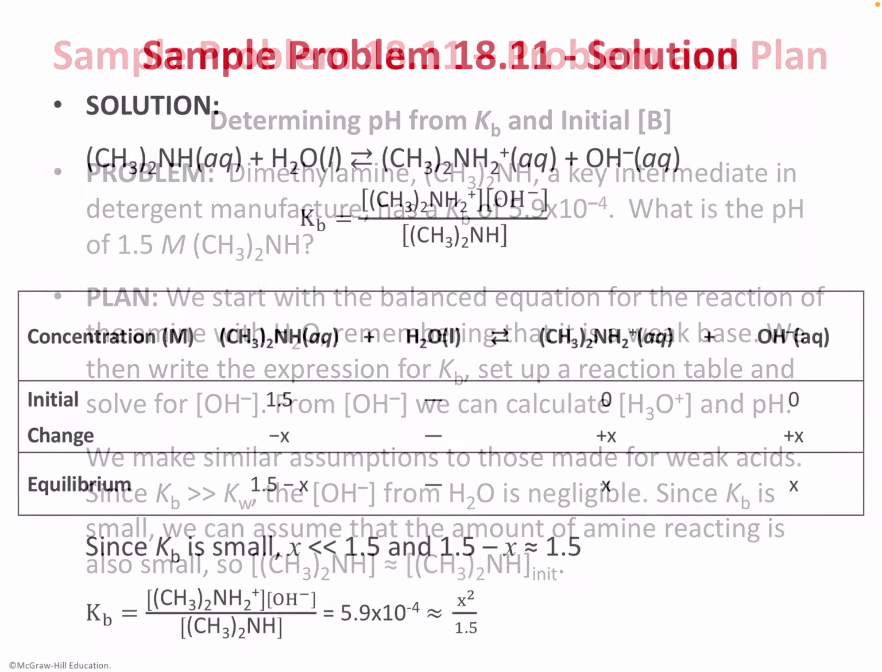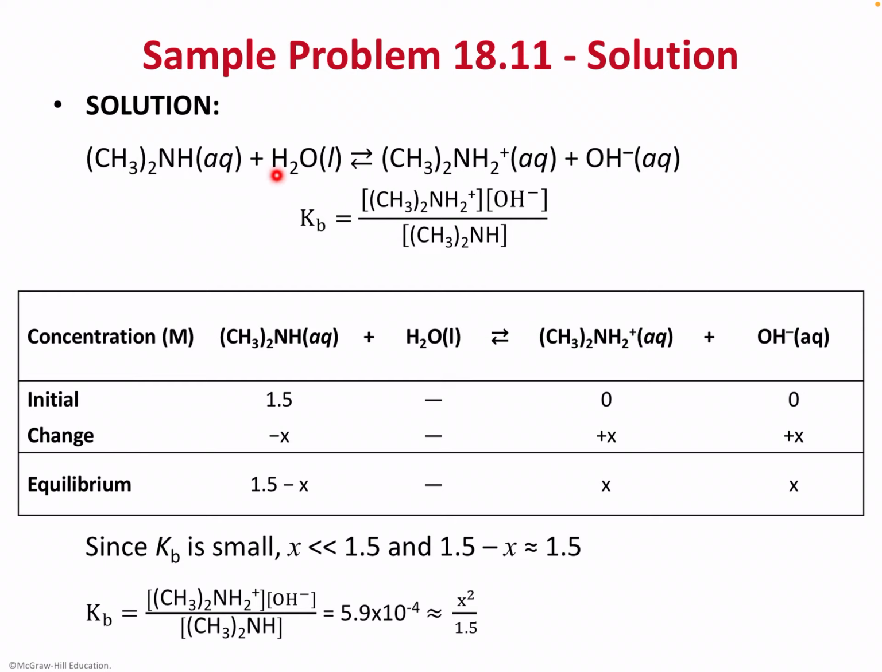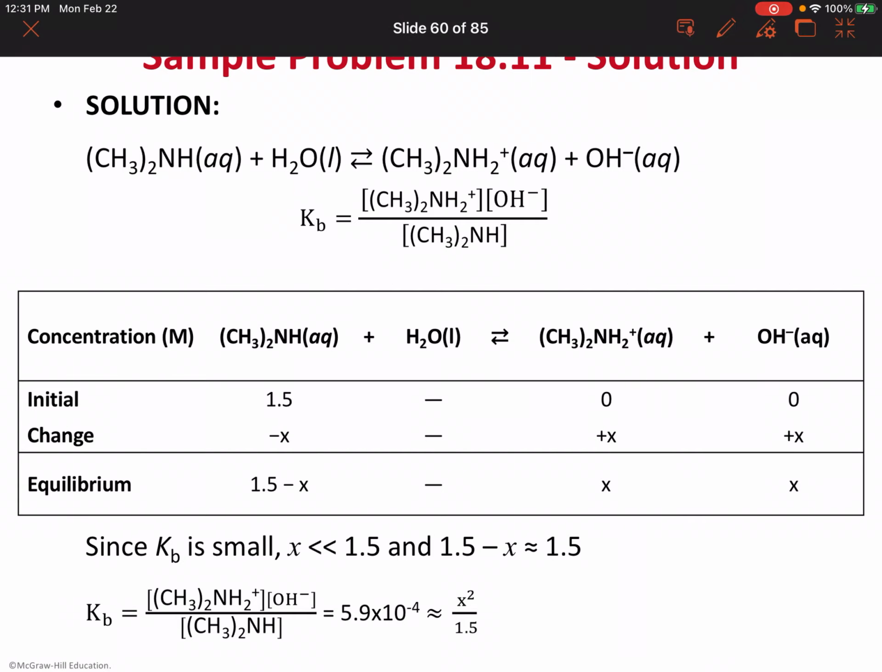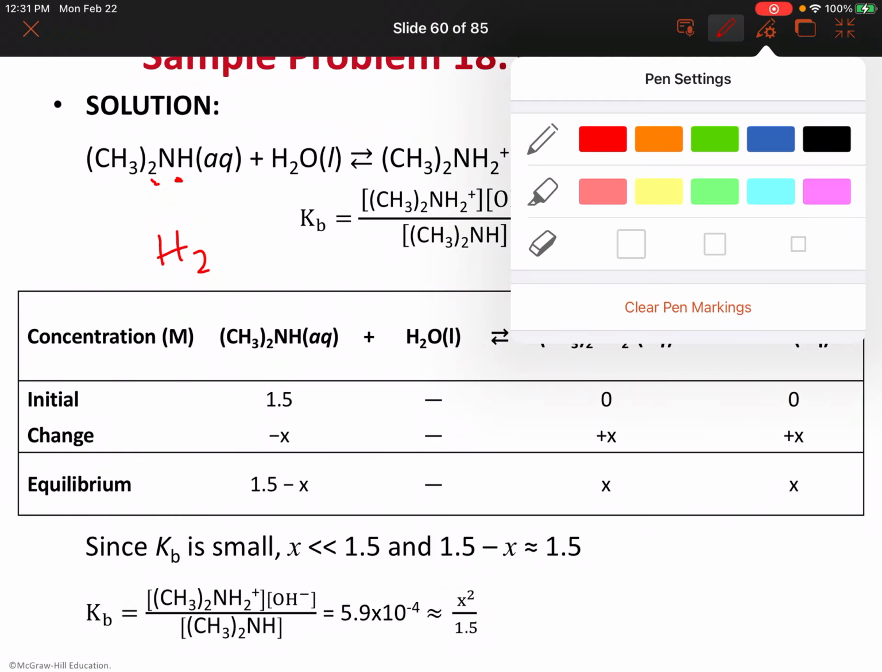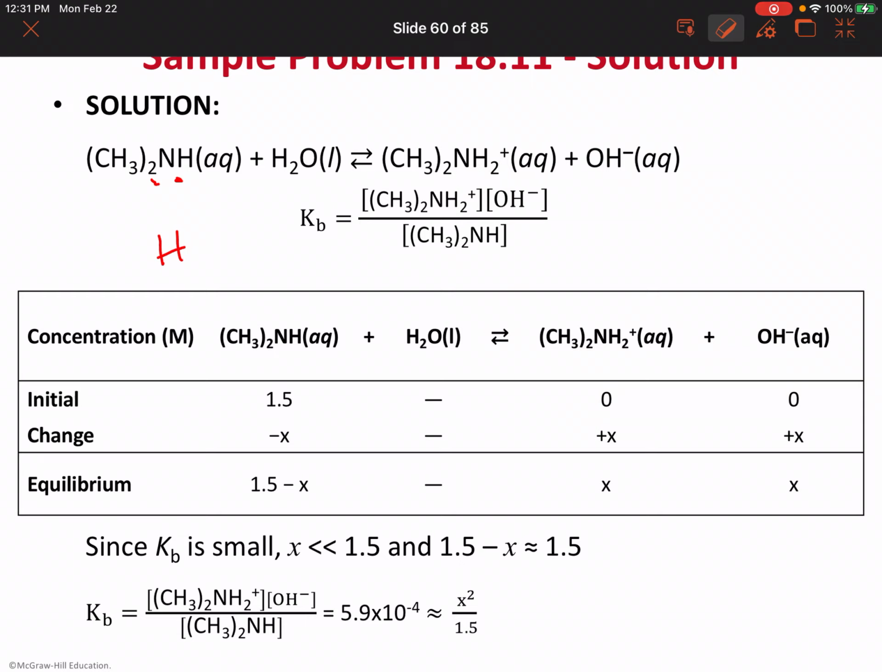Okay, so let's see how we're going to approach this. First thing is, again, you write the base forming ion equation. Your nitrogen has a lone pair, so here you have a lone pair. This is your water molecule, HOH. I showed you earlier also. Nitrogen takes up this proton and becomes NH2+ and then the OH-. So this bond will break.